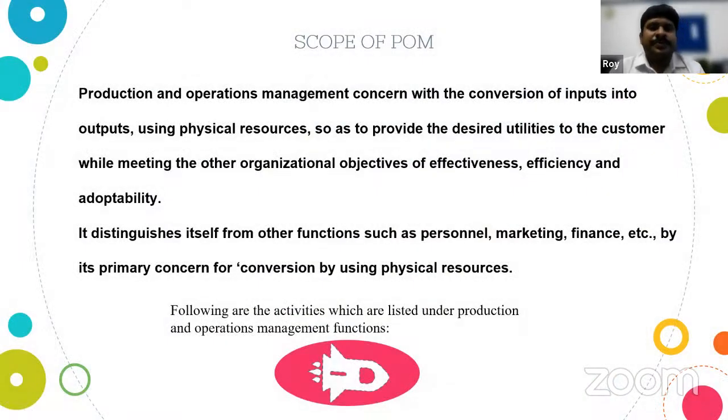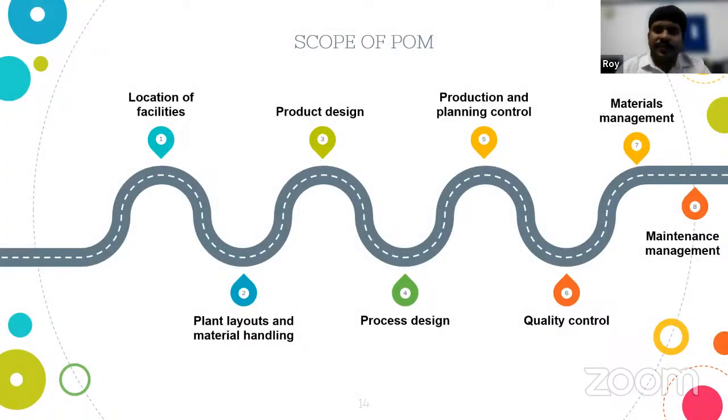Like, what is the scope? You ask, sir, what is the scope of OM or POM? Now, the scope, of course, distinguishes it from other functions like personnel, marketing and finance, because it is all conversion of the physical resources, but it is all, what should I say, connected to each other. Let's see that in the next slide. See this? This is very important. And all these things we will be studying in our upcoming units.